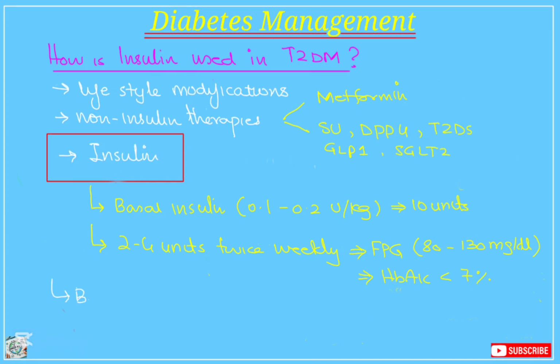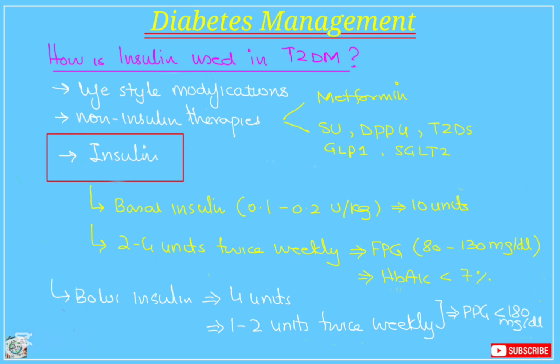Now, what about when to add the bolus insulin? If the fasting plasma glucose targets are met but the HbA1c goals are not achieved, then bolus prandial insulin may be needed. A bolus insulin product can be added to the largest meal or the meal causing the highest glucose spikes. The starting dose is about 4 units, which can be increased by 1 to 2 units twice weekly based on the postprandial glucose levels. The target postprandial glucose level is less than 180 mg per dL. If needed, additional bolus insulin doses can be added to other meals to further optimize glycemic control.